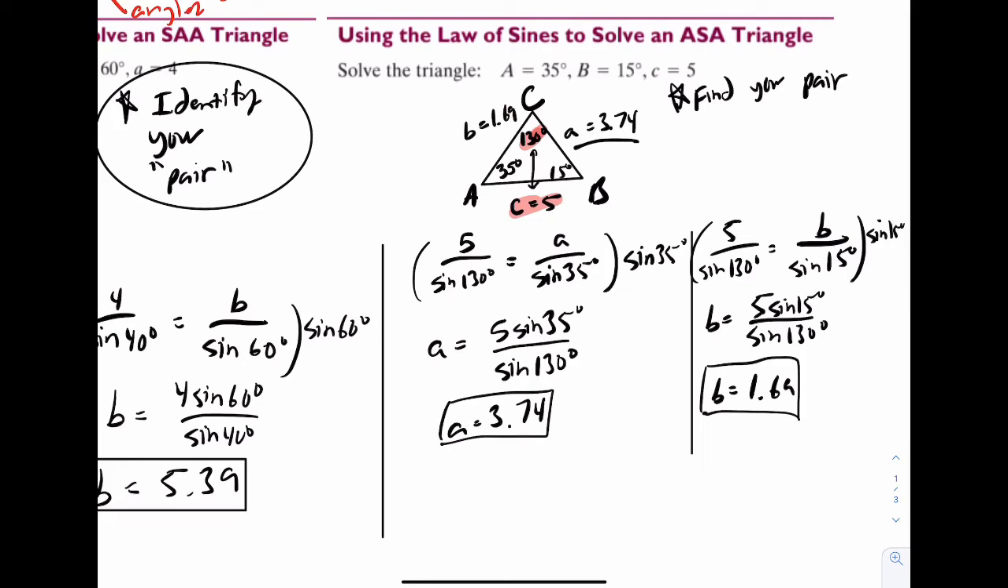1.69. Okay, so I'm just going to quickly highlight the answers we found. So there's your 130, there's your B, and there's your A. So there's your complete triangle.